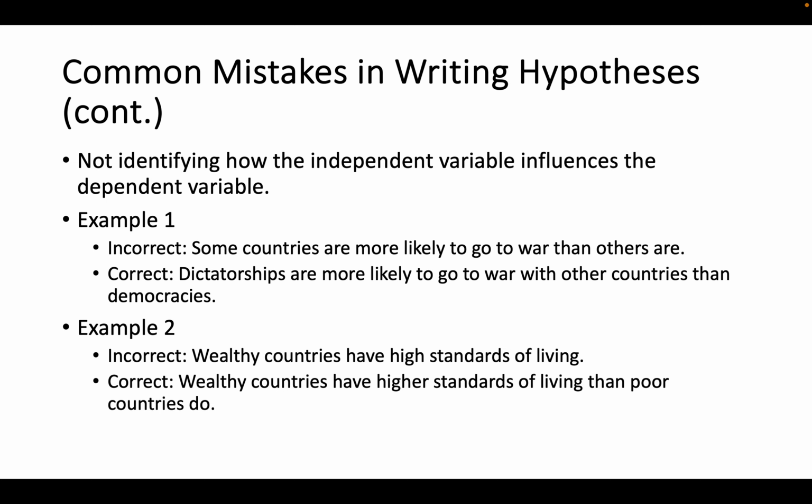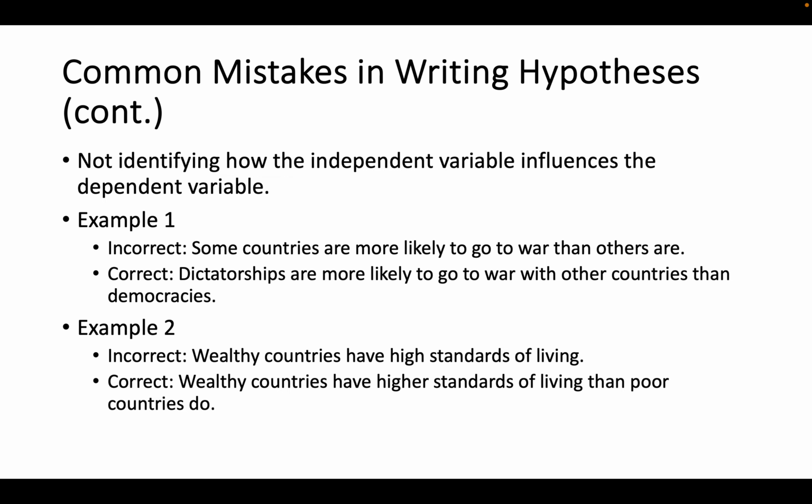Another common mistake is not identifying how the independent variable influences the dependent variable. So a couple of examples here. Some countries are more likely to go to war than others are. Well, it's like rolling the dice. There isn't much there that's of great value. What would make more sense is if you had a direction to it. Dictatorships are more likely to go to war with other countries than democracies are. That is what's called a directional hypothesis. The more dictatorships, the more likely there is to be war. The fewer the dictatorships and the more the democracies, the less likely there is to be war.